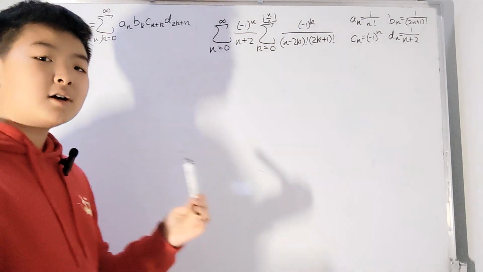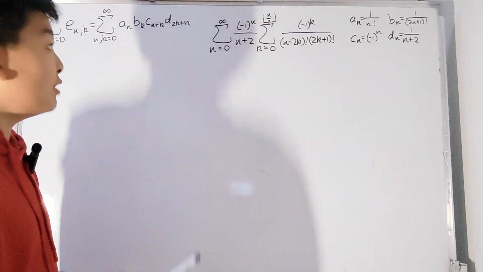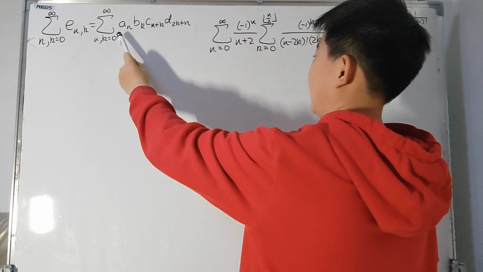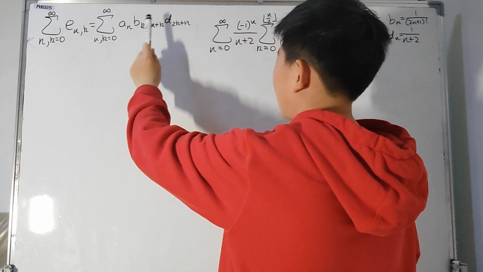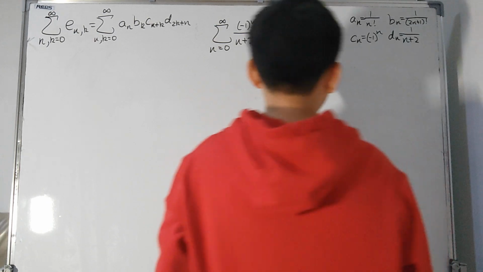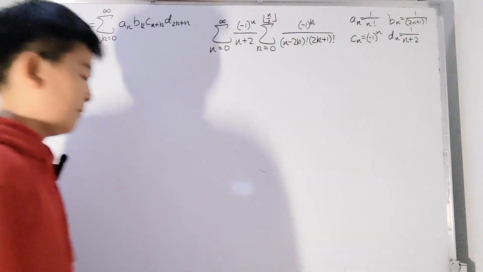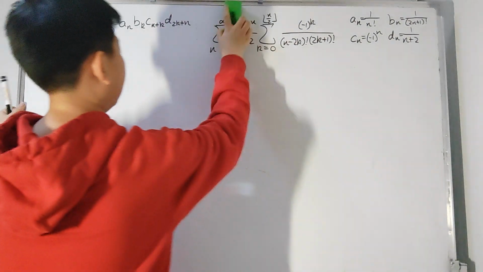But last video we started on showing that it can be rewritten as a sum of the form e(n, k), which is equal to a_n b_k c of n plus k and d of 2k plus n, and these are your number sequences on this corner. So I'm just going to erase this.